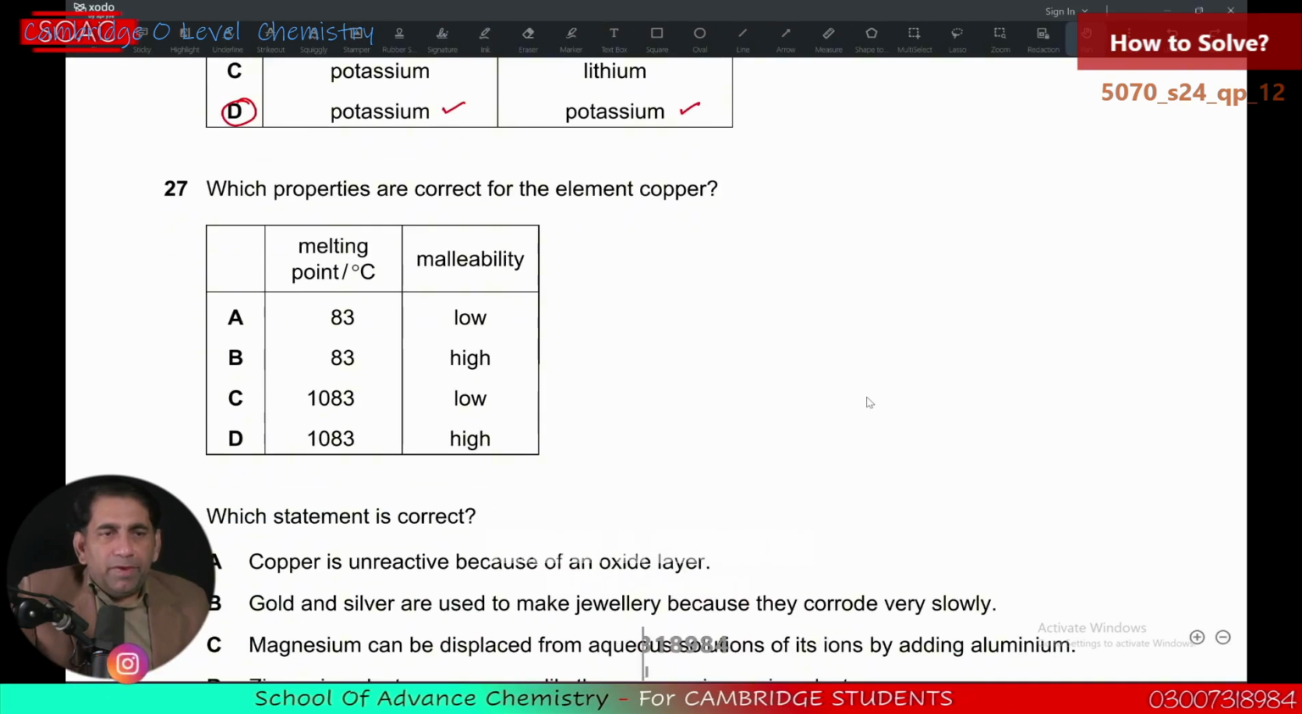Question number 27. Which properties are correct for the element copper? Melting point, malleability. Copper is a typical strong metal, so its melting point is high. So either C or D may be the correct option. Malleability is the ability to change it into sheets. Can it be easily malleable? Yes, its malleability is high. Its ductility is high too. It can be changed into wires and sheets, and hammered into coils or into pipes in round shape. So D is the correct option.